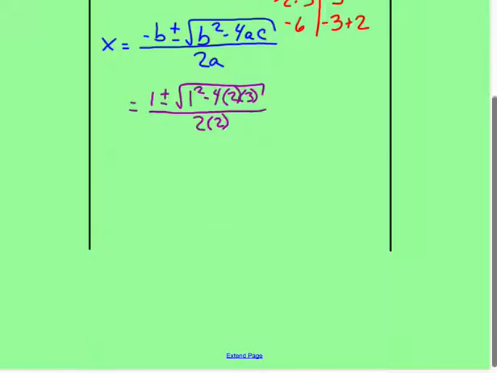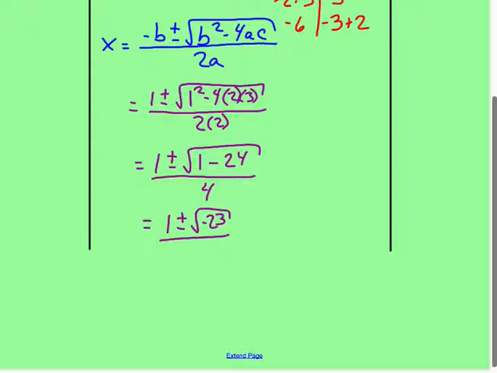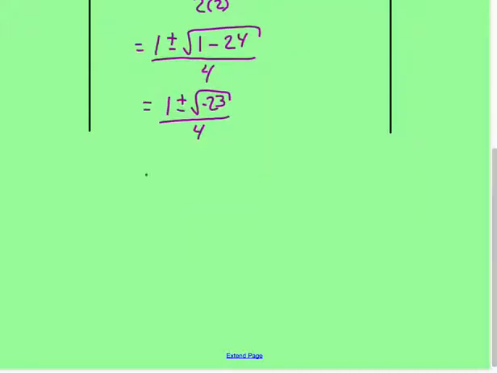Simplifying under the radical, I get 1 squared is 1. 4 times 2 is 8 times 3 is 24, all over 4. And of course, I get a negative under the radical. What else would happen when we're talking about imaginary numbers? So we're going to simplify that square root of -23 to i times the square root of 23. 23 doesn't have any perfect square factors, so this is as simplified as our zeros are going to get.